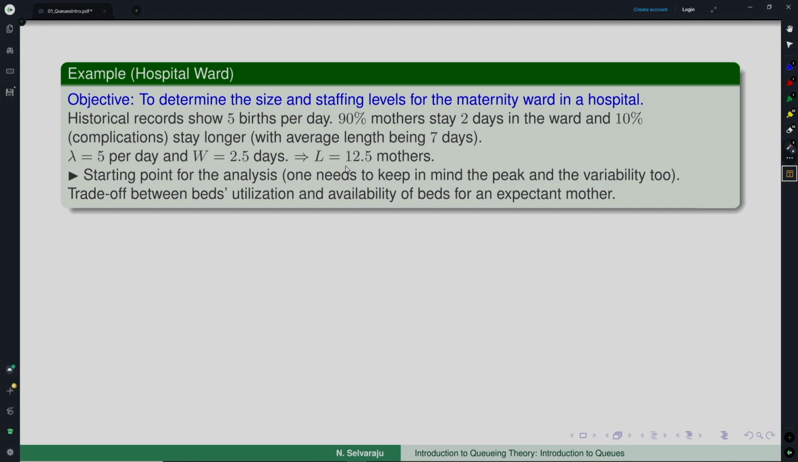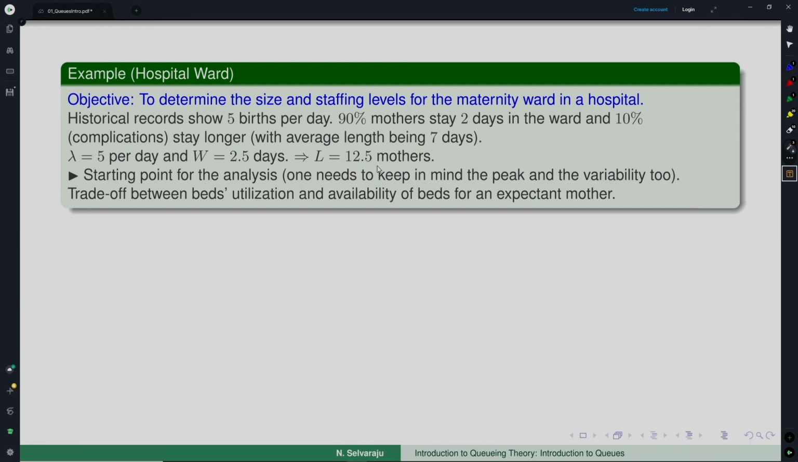Okay. So, overall, if you put it all together, my W will be 2.5 days, which is the time the expecting mother spends in the maternity ward of a particular hospital, and lambda is 5 mothers arriving per day, right, 5 births per day, that is what we assume. So, that means the average number of mothers in the hospital at any point of time, in equilibrium when the system has been in operation for a long time, is 12.5 mothers.